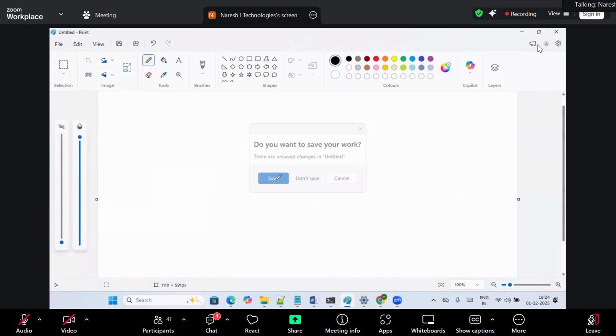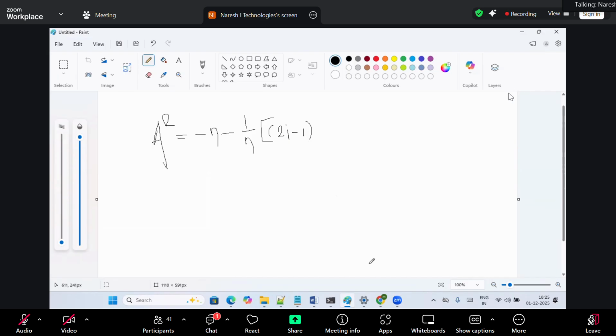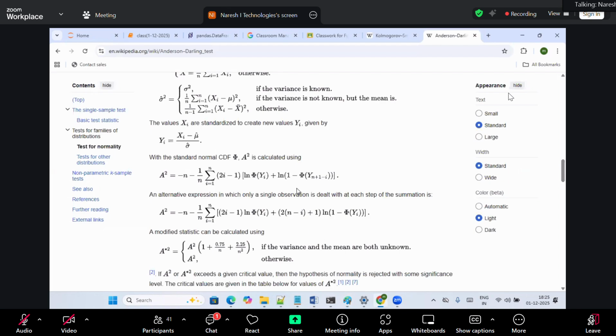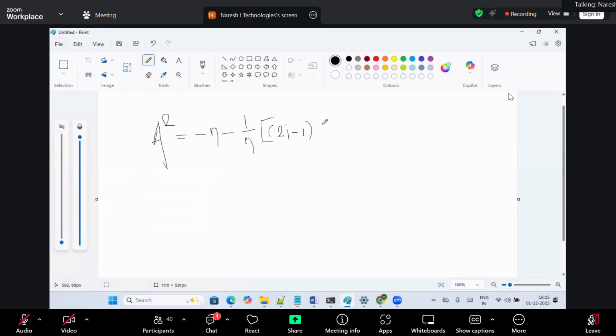आपके पास ये फॉर्मूला है गाइस, that A square is nothing but the difference, right, minus n minus 1 by n, correct, into 2i minus 1, into log of f of xi, correct, minus 1 minus log of x I plus n minus 1, correct. This is the formula for test statistic.